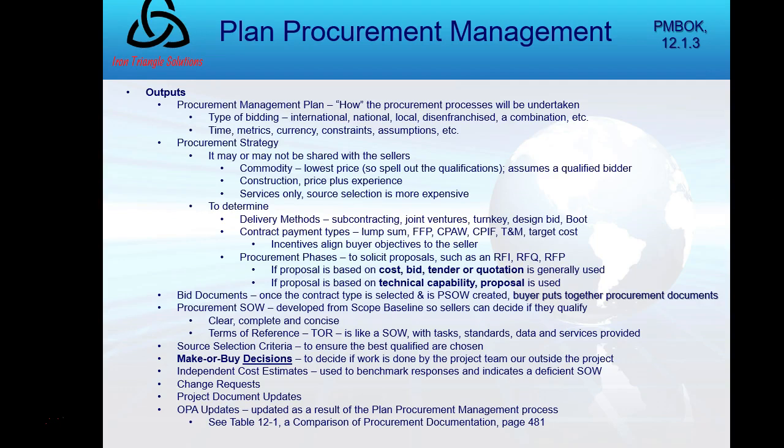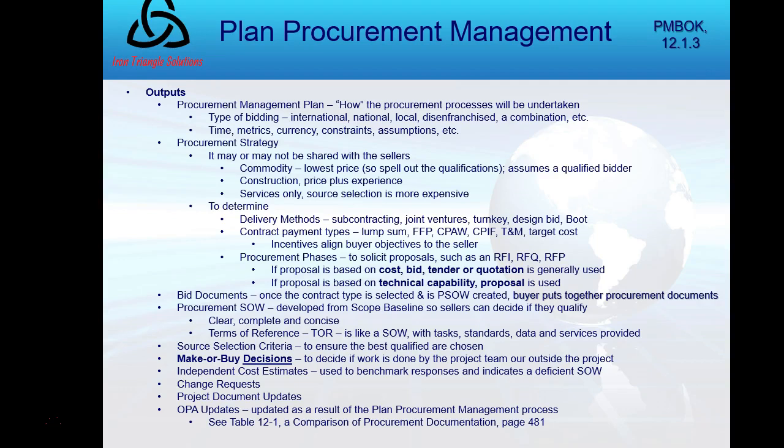Then I'm moving to outputs. There are any number of outputs. And the number of inputs, tools, and techniques and outputs should indicate the complexity and the legal maneuverings of procurement management. Again, like any output, I'm going to have planned procurement management. It's going to be my procurement management plan, telling me how I'm going to conduct procurement. What types of bidding may be allowed? Is it going to be international competition or just local? The disenfranchised 8As that I just mentioned. What are the time, the metrics, the currency, the constraints, assumptions, etc.